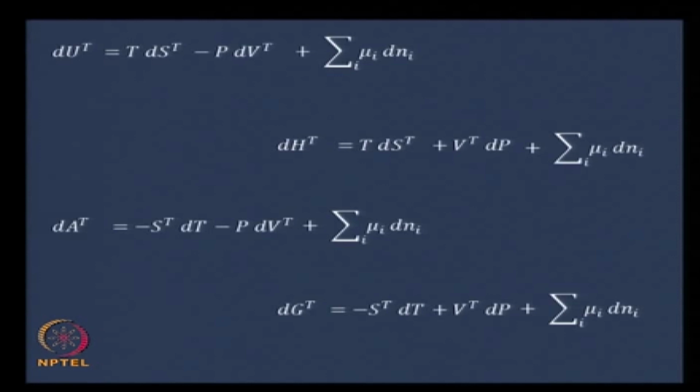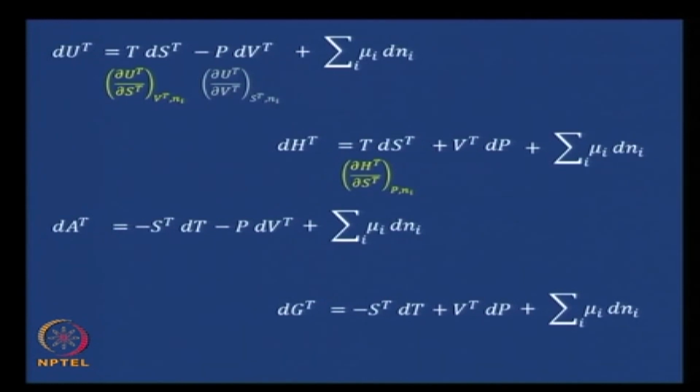Let us look at it in terms of writing a total differential in terms of its partial differentials. This term, as you can recall, can be written as dou Ut by dou St at constant Vt and Ni, both these held constant, and this term can be written as dou Ht by dou St at constant P and Ni. Similarly, this term P can be written as dou Ut by dou Vt at constant St and Ni.